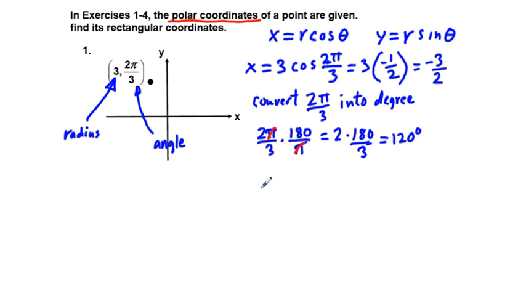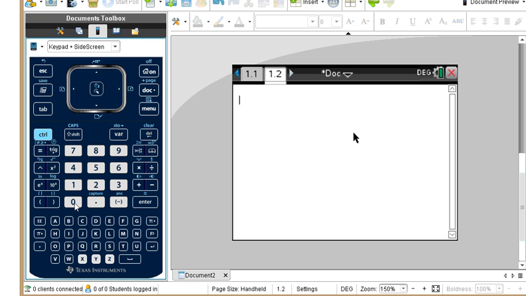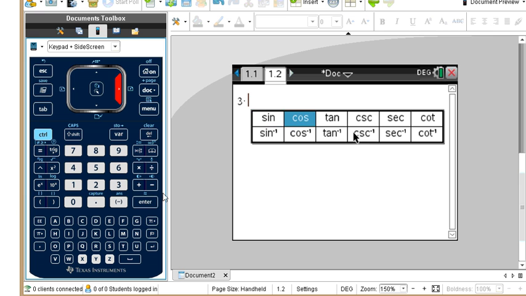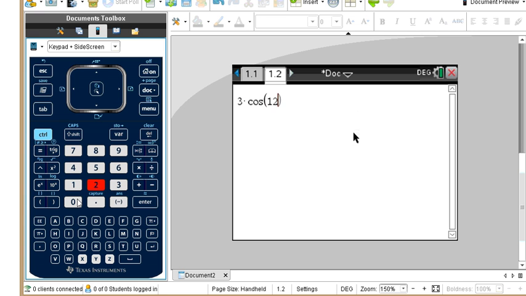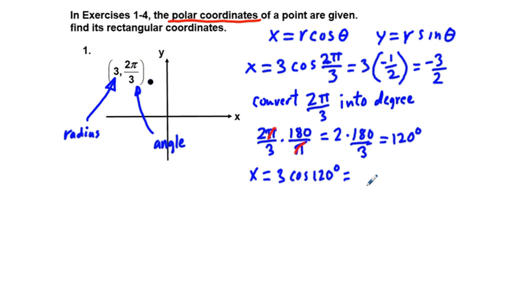So we can say instead x is equal to 3 cosine of 120 degrees. And so even if we're not really up on what our sines and cosines are, we can go to our calculator and put in 3 times cosine 120 degrees. And for that, we get negative 1.5. And negative 1.5, I hope you should recognize, is the same as negative 3 over 2. Okay.